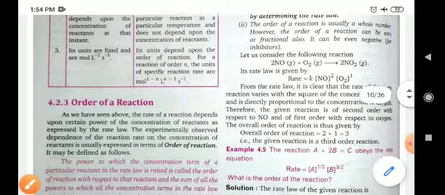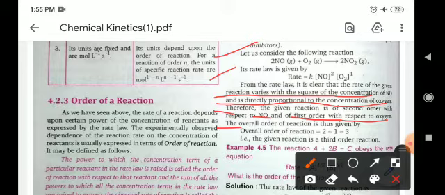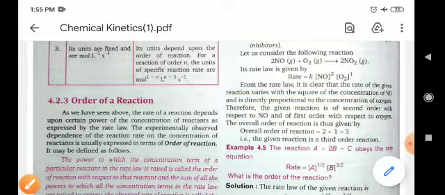Now let us consider the following reaction: 2NO plus O2 gives 2NO2. Its rate law is given by rate equals k [NO] to the power 2 and [O2] to the power 1. So from the rate law it is clear that the rate of the given reaction varies with the square of the concentration of NO and is directly proportional to the concentration of oxygen. Therefore the given reaction is of second order with respect to NO and first order with respect to oxygen. So the overall order will be 2 plus 1, means 3. That is, the given reaction is a third order reaction.